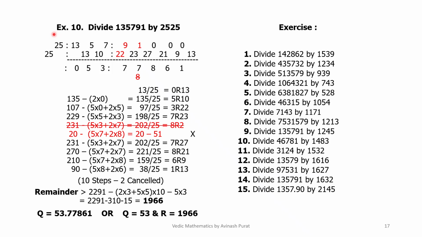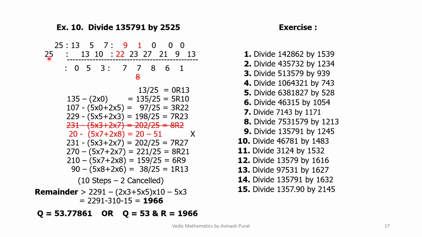Now last example, example 10. Divide 135791 by 2525. Now 25 is written on the lower line, first two divisors, and third and fourth divisor 25 written diagonally opposite on the upper line. 25 being two digits in the Dhvajanks, 91 is taken as after decimal point.